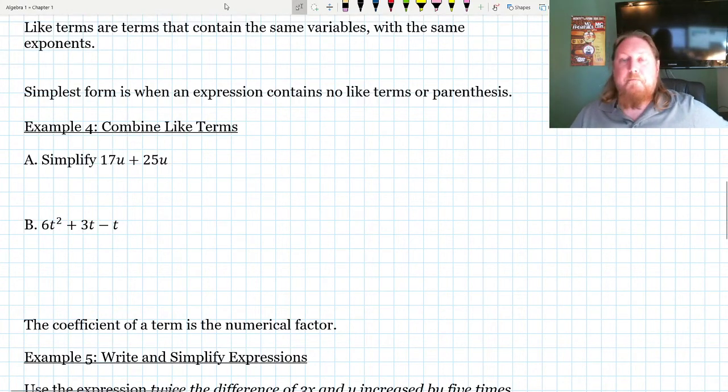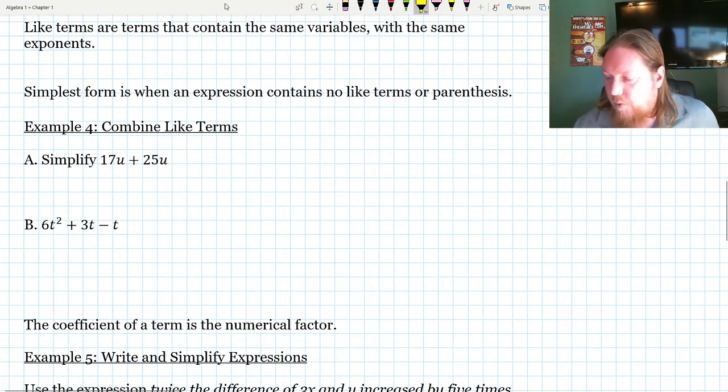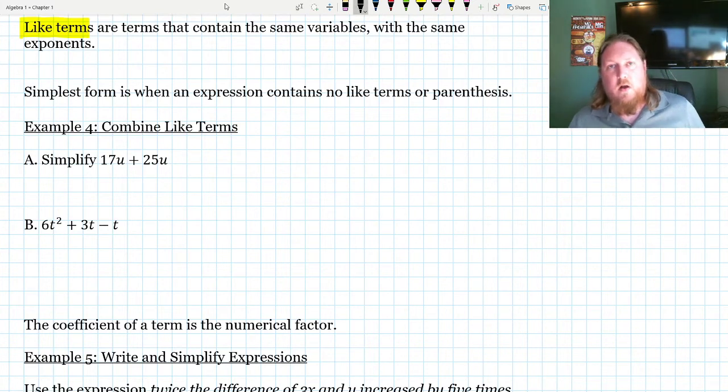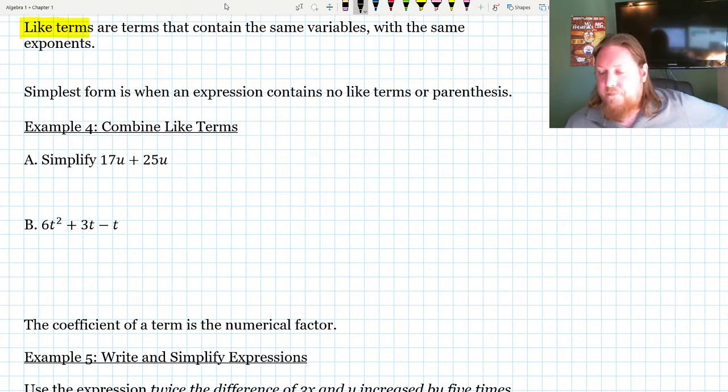All right, now we're going to talk about like terms. And like terms are very important. This is one of the things that we'll use all year long and all throughout your entire math career. And it causes problems for people. I don't really know why.